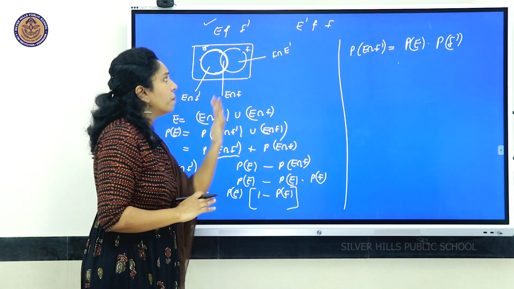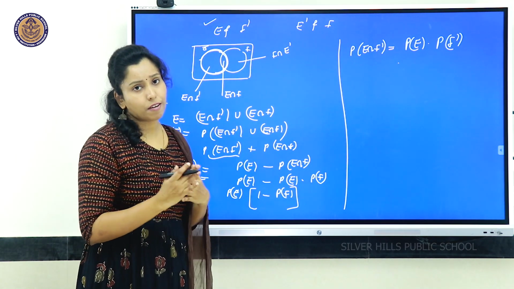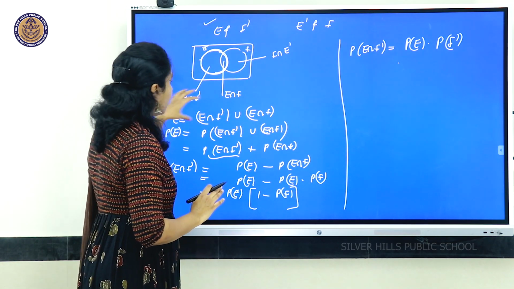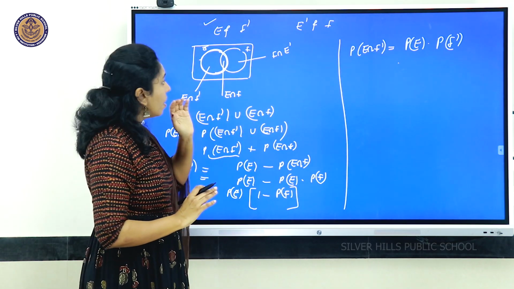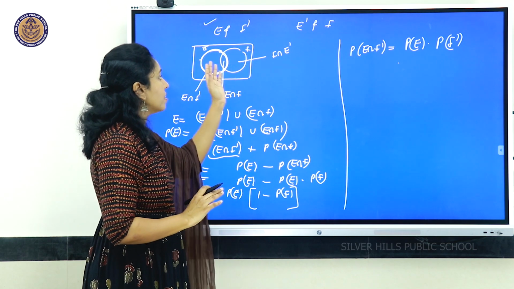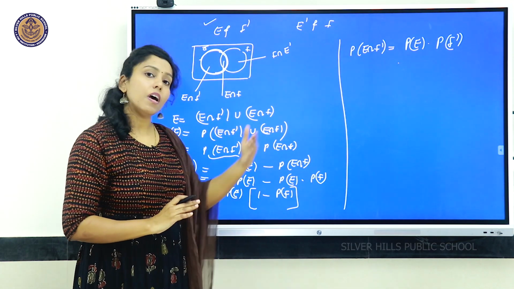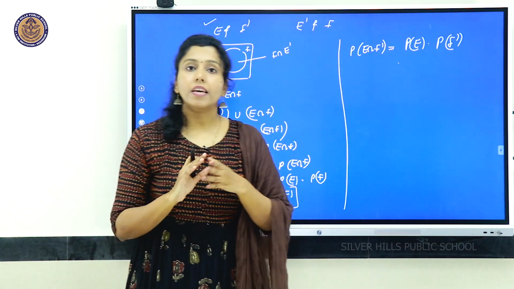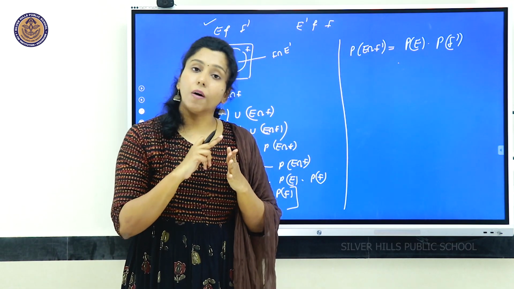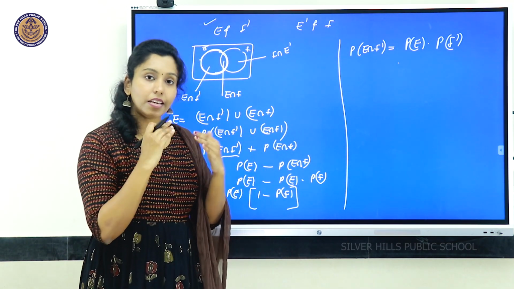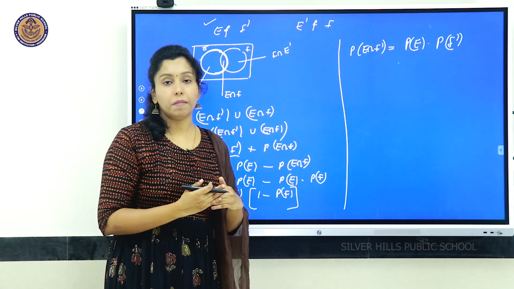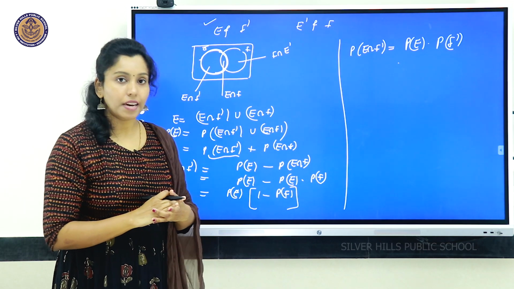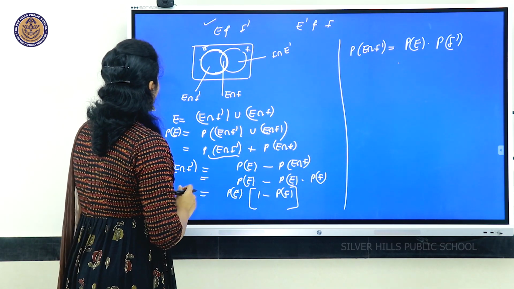Same way you can prove E complement and F are also independent by taking the other side. Here I took E as a union of two regions. Same way you can take F as a union of these two regions and you will get the same conclusion. So always remember, if E and F are independent, then the complements are independent, E complement and F are independent, F complement and E are also independent. That is the proof.